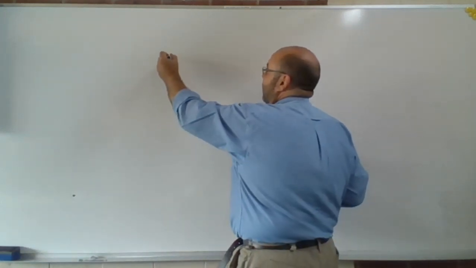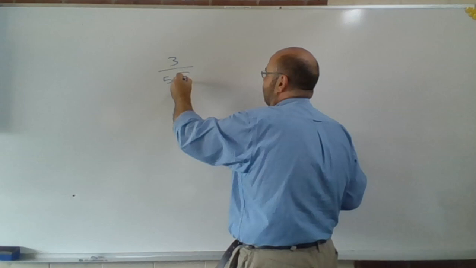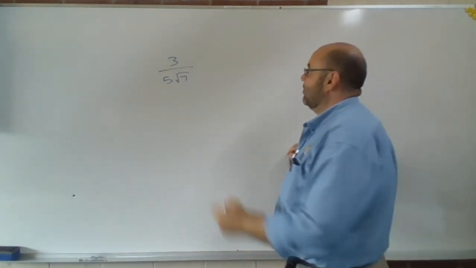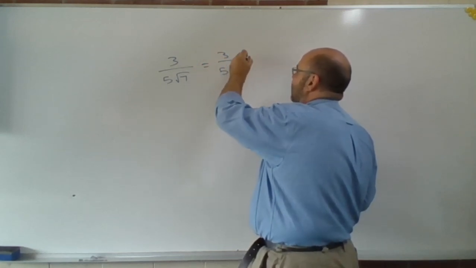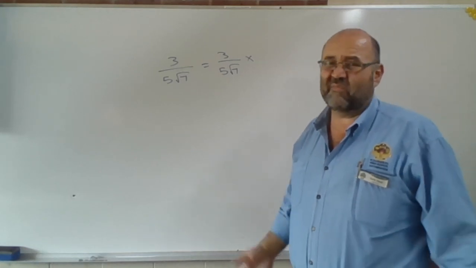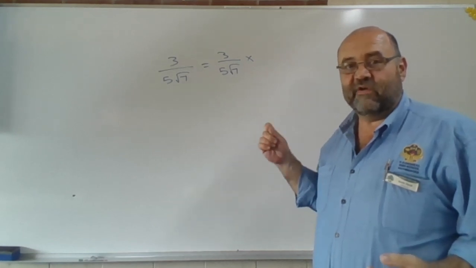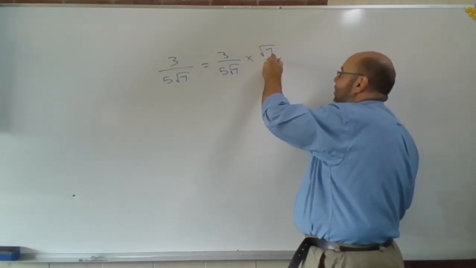So let's say I had 3 over 5 root 7. Okay, well again, what I do here, I've got 3 over 5 root 7, and I'm going to multiply above and below. I could multiply by 5 root 7, but I don't need to. The least that I need to multiply by to get rid of the root 7 on the bottom is root 7 over root 7.